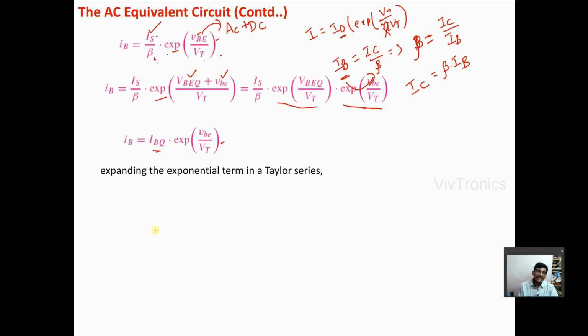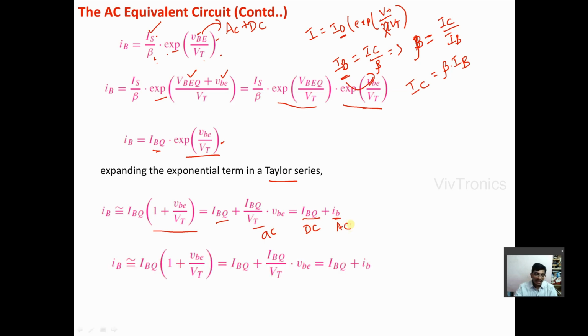Now we are expanding the exponential term by using the Taylor series. IB is equal to IBQ, and this exponential term is expressed as 1 plus VBE by VT. When we multiply this term with IBQ, we get IBQ plus IBQ by VT into VBE. Here IBQ is the DC component, and IBQ divided by VT into VBE is nothing but the varying AC component, which will be expressed as small ib, the pure AC component.